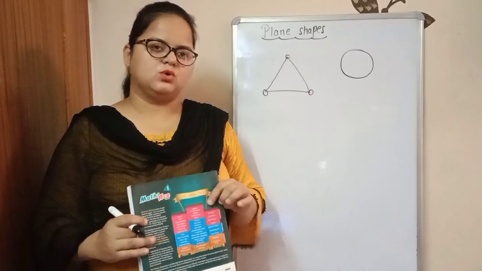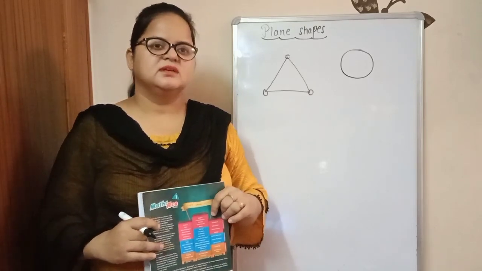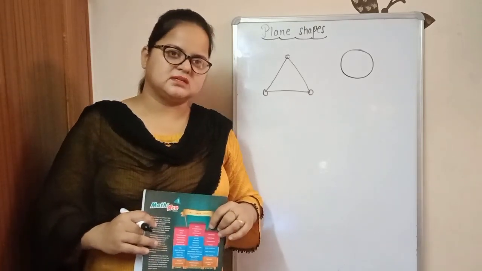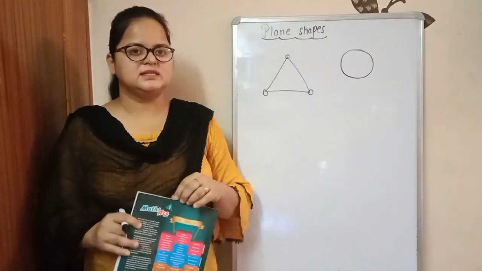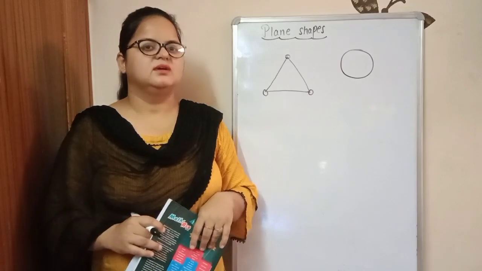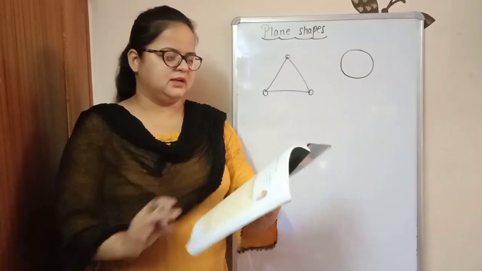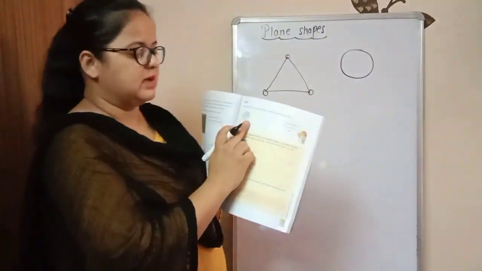I hope now you all understand about plane shapes. सबको plane shapes के बारे में पता चला? Very good. And you all know about the sides and corners of the plane shapes now. Yes? Very good. The next is oval.